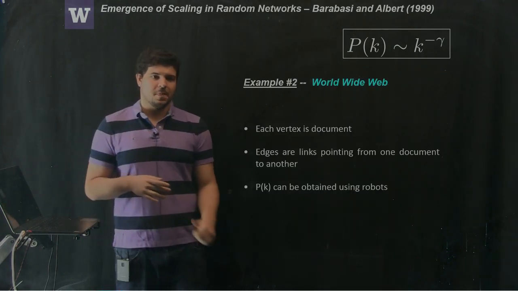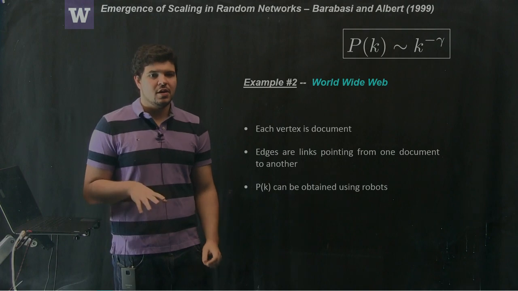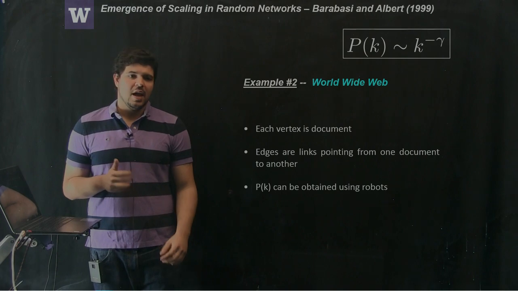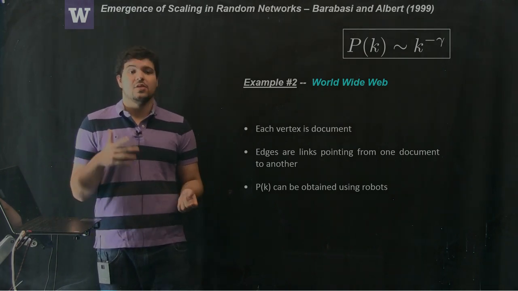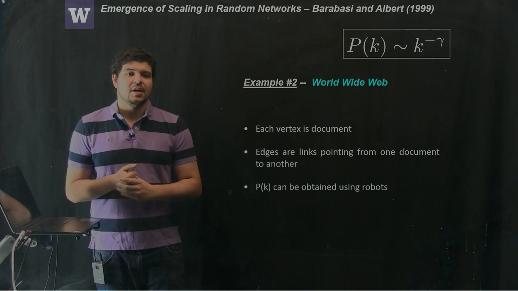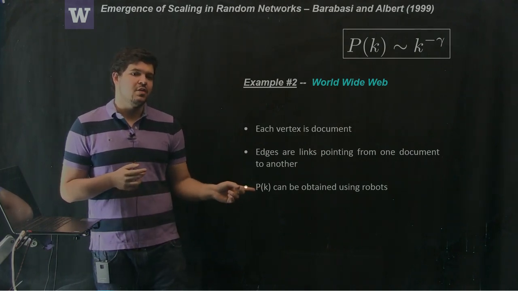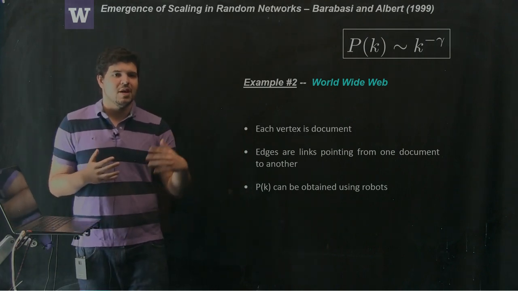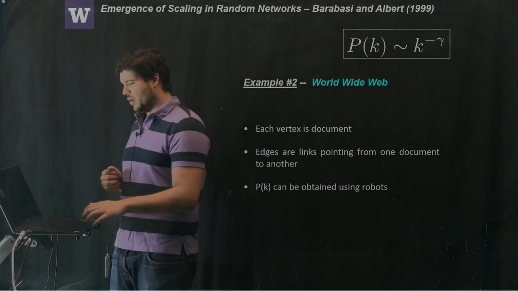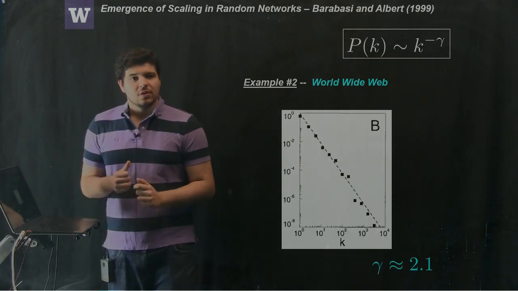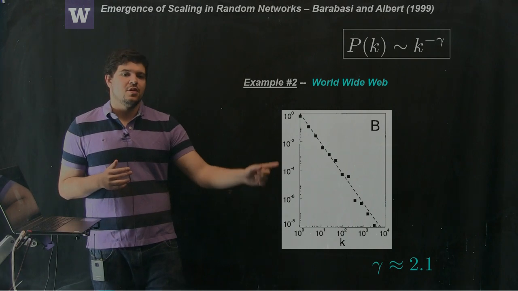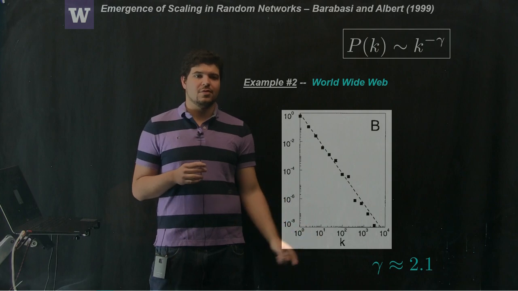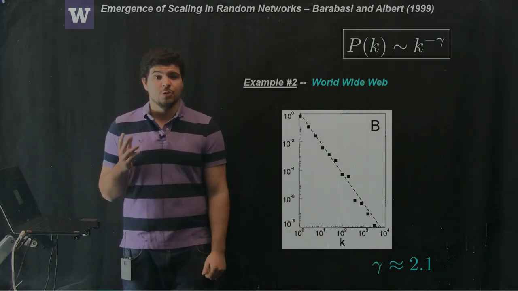For further motivation, well, it's the World Wide Web, as we talked about before. Now each vertex is a document, right, and the edges are links pointing from one document to another. Okay, and people estimate this P(k) using internet robots that try to estimate these probabilities, right? With this amount of data, again on log axes, here you get your line, right? And an exponent near 2.1.